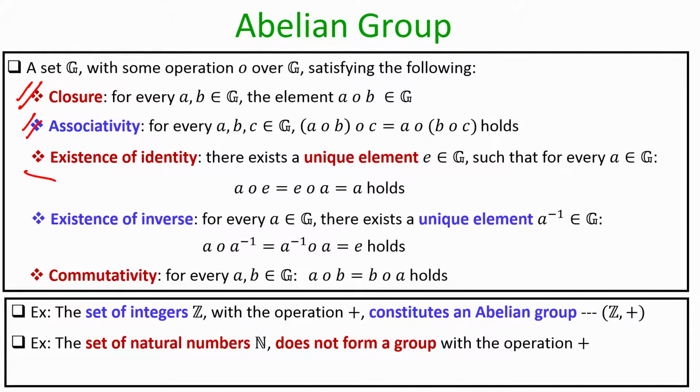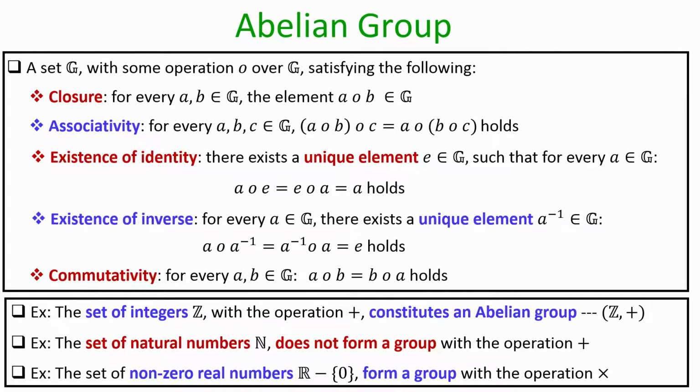So, this axiom is not satisfied, and it turns out that every natural number does not have an inverse in the set of natural numbers. So, if you take for instance the element 2, its inverse should ideally be minus 2. So, first of all the identity element is not at all there, so the inverse is not at all well defined. So, this axiom is also not satisfied. So, since two of the axioms are not satisfied, the set of natural numbers along with the operation plus does not constitute a group.